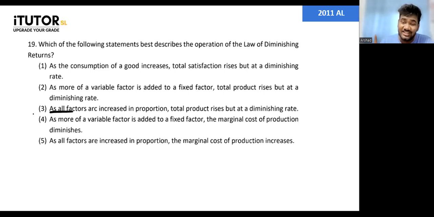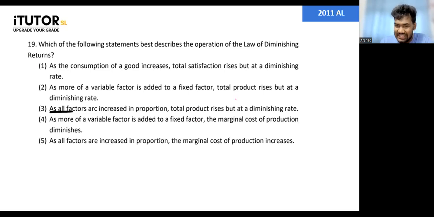You can only increase your variable, which is labor. Okay. Now, as more of a variable factor is added to a fixed factor, the marginal cost of production diminishes. Yes, how does marginal cost work? When you produce more and more, what happens to marginal cost? Does it diminish?